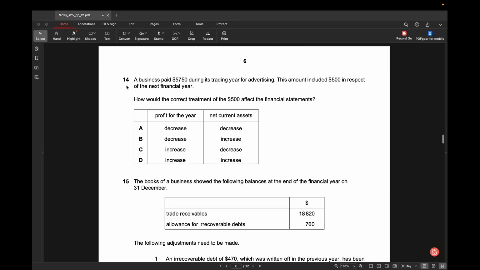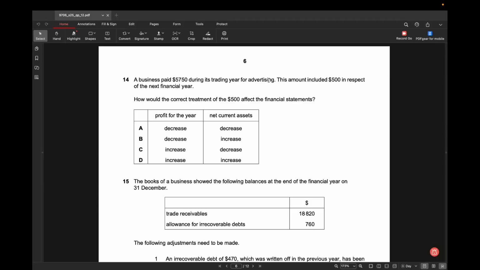Let's go to 14. A business paid 5,750 during its trading year for advertising. This amount includes 500 in respect of the next financial year. So 500 is a prepaid amount for next year. So what is the treatment of this 500? That's what they're asking you. Okay. So this is a prepaid.